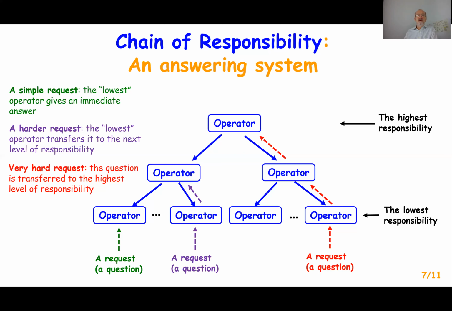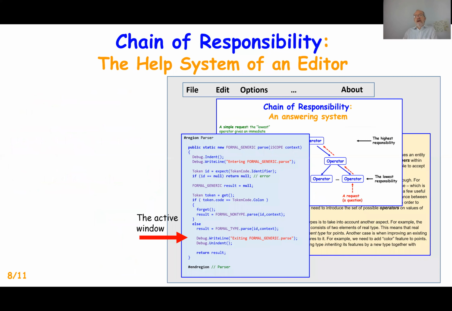Now we will consider a more realistic, completely software example. We will take a multi-window text editor as the example. Look, excuse me for probably not a very good picture. This is a schematic picture. I tried to draw a multi-window text editor.